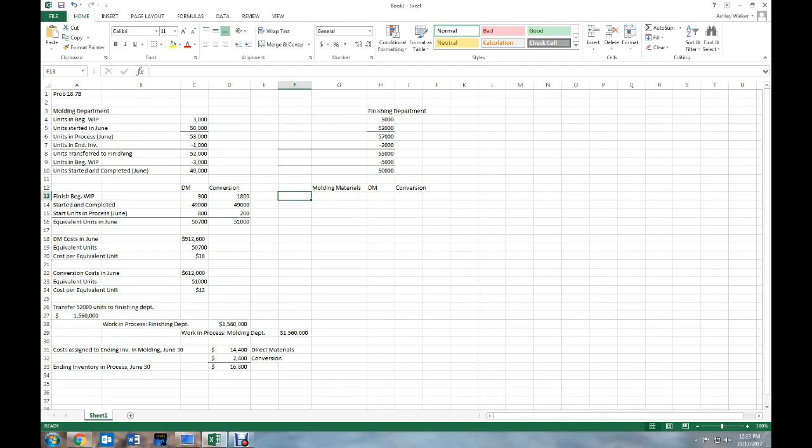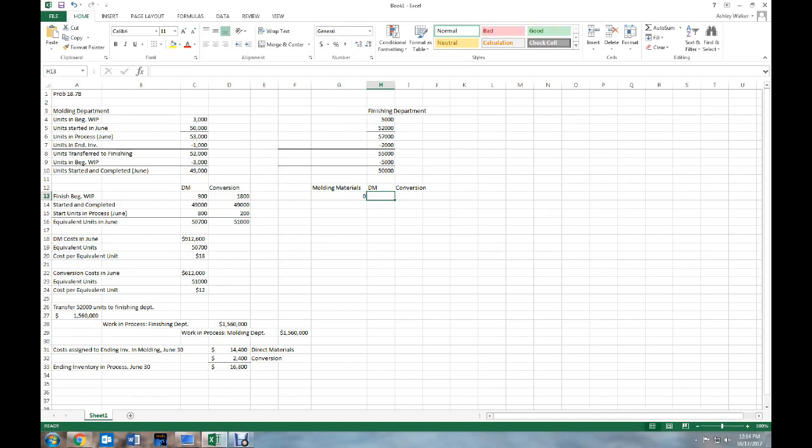So what in the world are we going to do for molding materials to finish our beginning work in process? So we have 5,000 units in our beginning work in process. However, those would have been started already. The molding materials have already been put in. So that's going to be 0.